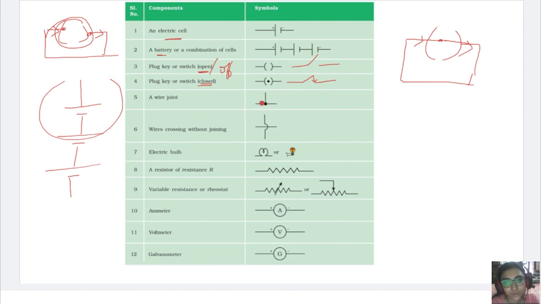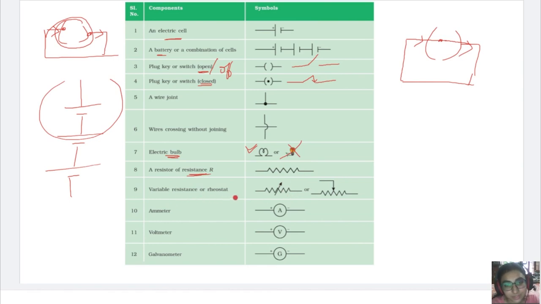A wire joint is not important in our class. Wires crossing without joining, this you can represent like this. Electric bulb is represented like this. This one isn't because this is like a proper diagram. Resistance or resistor is what we are going to discuss later. For now, just understand the symbol.